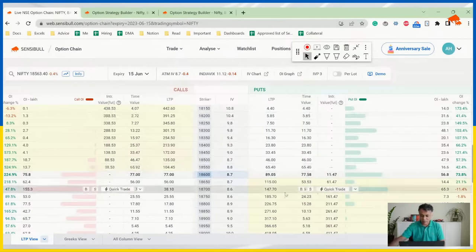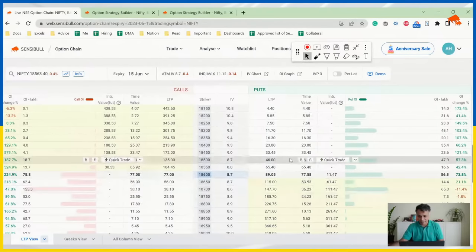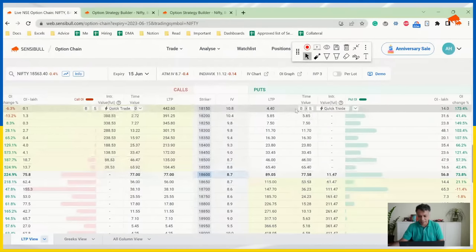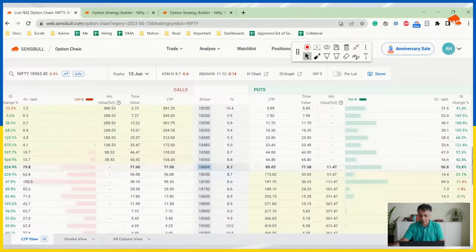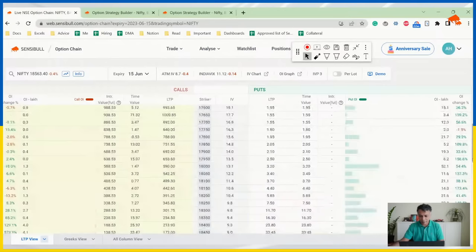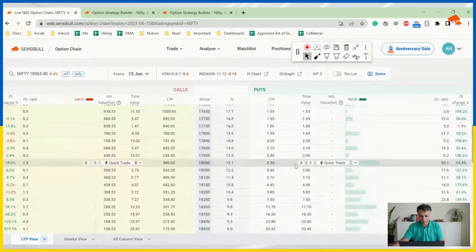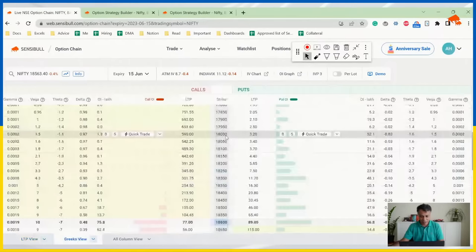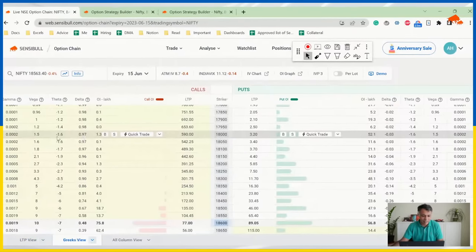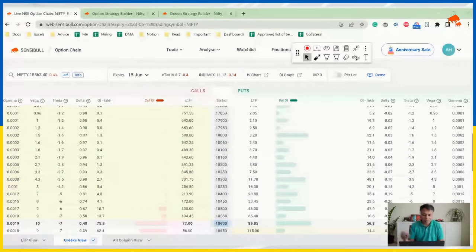This is a time value of 77. This is a time value of 65, 46, 33. It is keeping on going. 4 rupees is the time value for 18,150. And I'm sure if I scroll up more, see, at 18,800, the time value is only 3 points. This is a deep ITM option. You can confirm it with Greeks also. At 18,000, the delta is 0.97, which is as good as 1, right? Delta 1 is future. This 0.97 is as good as that. Theta is minus 1.6, 1 rupee theta. So, you know, this is what I meant.